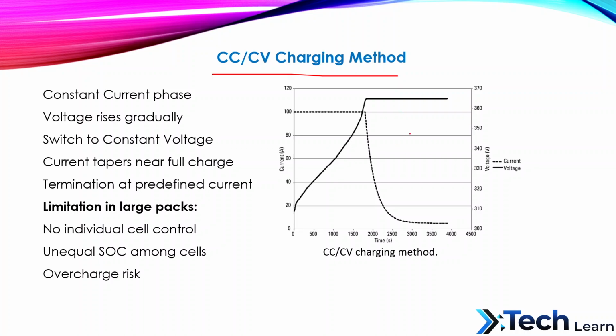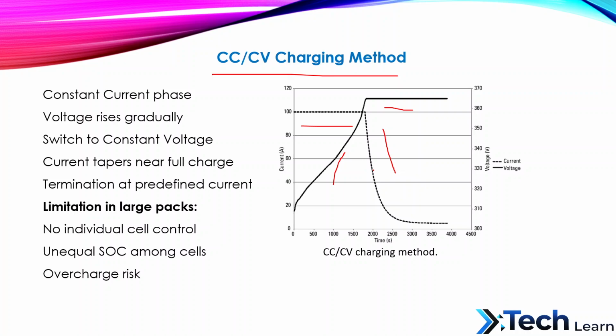Here you can see the figure. In this graph, we see the current remaining constant during the first phase. Voltage increases steadily. Then during the constant voltage phase, voltage remains fixed while the current tapers down. This works well for a single cell.